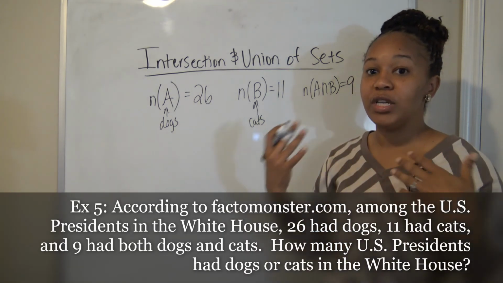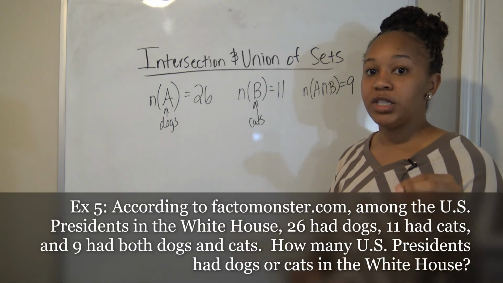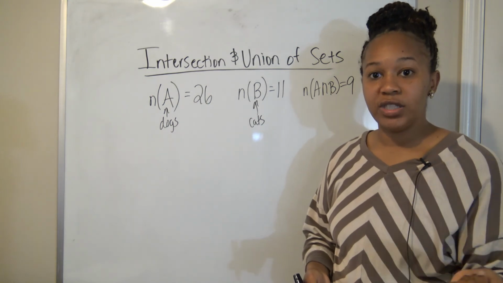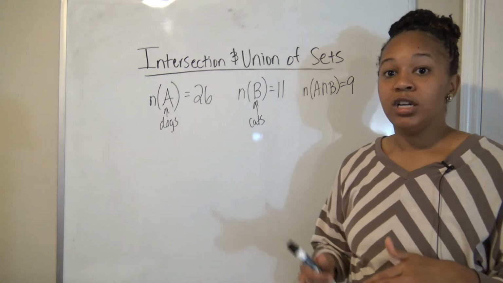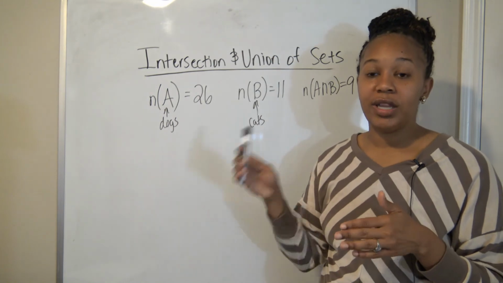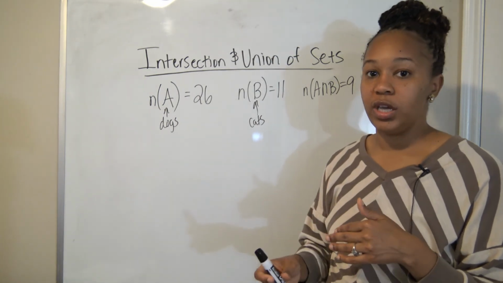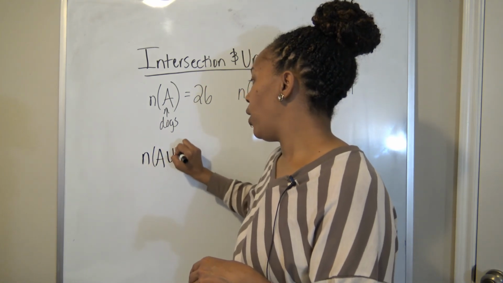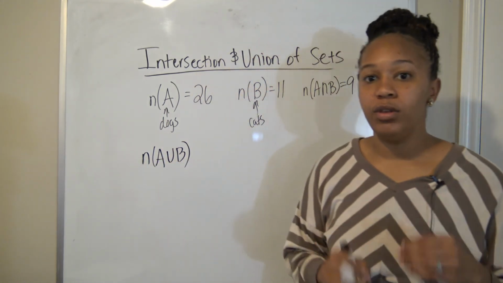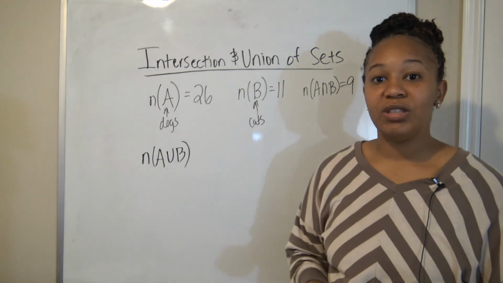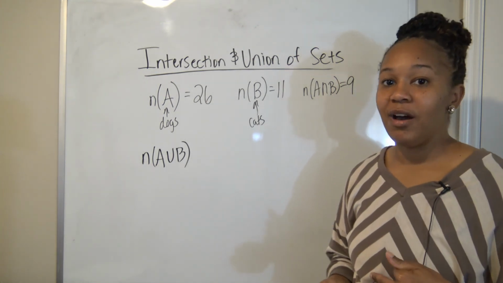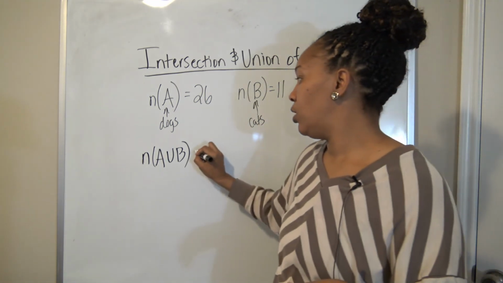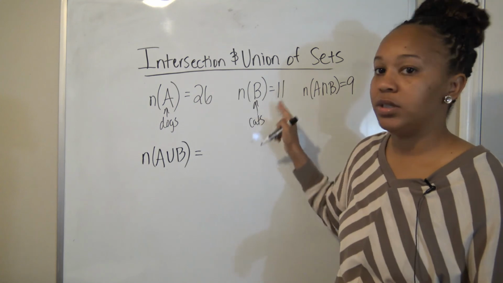Now, I don't know if you noticed earlier, but in the formal definition of union, it had the word or in it. And then in the formal definition of intersection, it had the word and in it. So or refers to union and and refers to intersection. So since it wants to know the number that had dogs or cats, then we're looking for the number of the union of those two sets. And so we can use that formula that we just previously talked about, the number of the union of two finite sets, which we know those sets are finite because they have numbers attached to them.